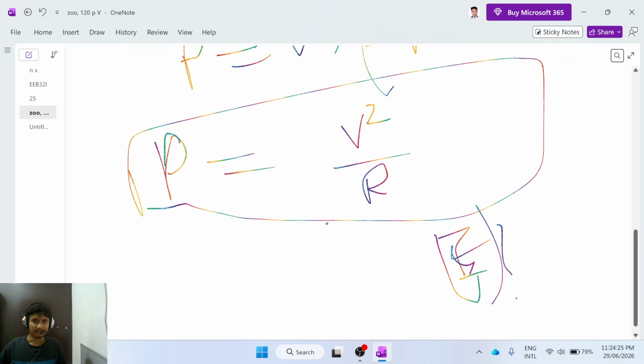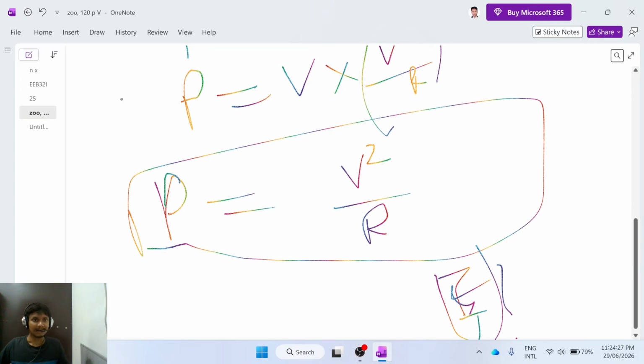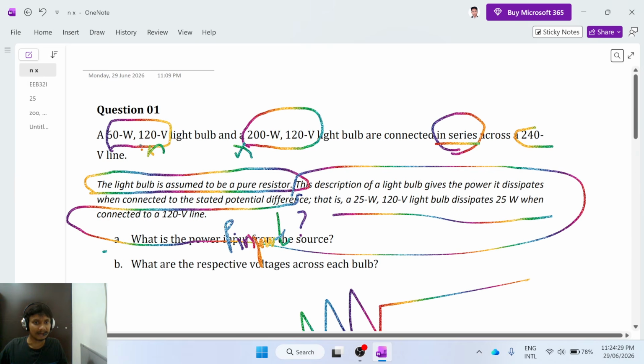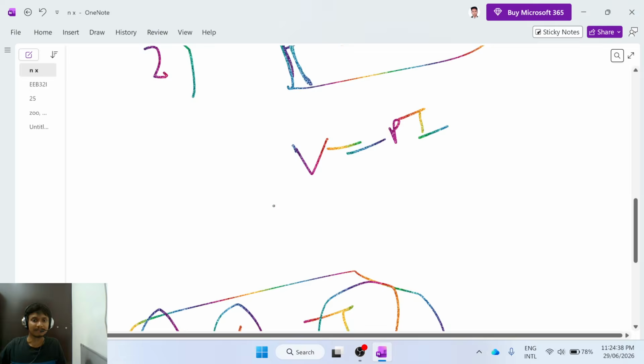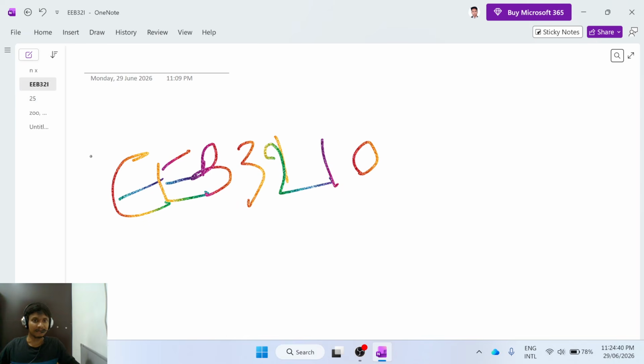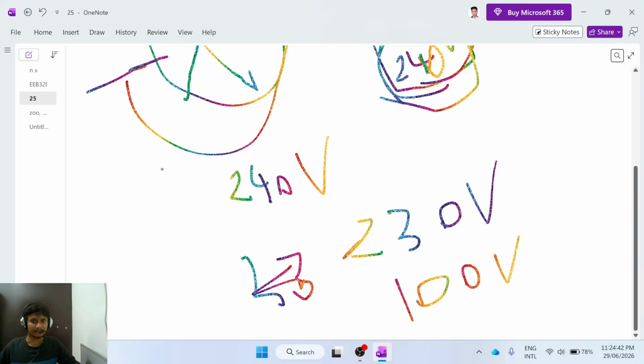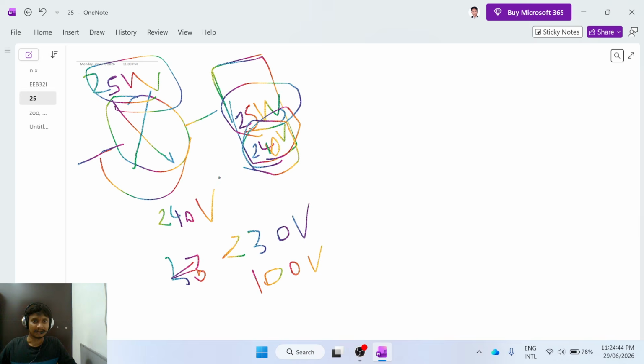In the question, they have told that the light bulb is assumed to be a pure resistor, which means... let's move to the question answer.